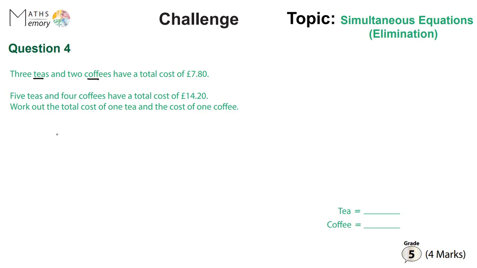Let's do number 1. Alright, so we have 3 teas, let's abbreviate teas as T, and 2 coffees, let's abbreviate coffees as C, and this is a total cost of £7.80. No need to put the pound sign there. Equation number 2, it's the second line over here: 5 teas, so 5T plus 4 coffees equals £14.20.